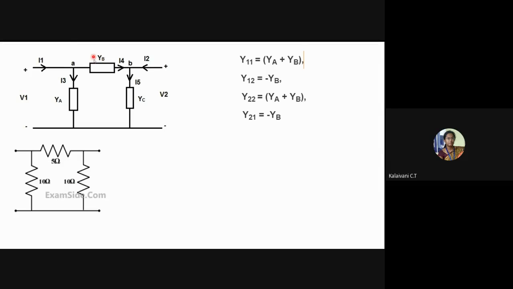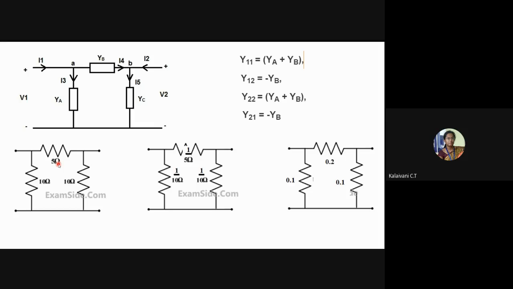You see this diagram, this is about Y. But in our question it is given in terms of impedance. I cannot take this as admittance. They have given it very correctly, this is in ohms, so this is impedance. First we have to convert the impedance to admittance. If we convert the impedance to admittance, this will be 1 by 5, 1 by 10 and 1 by 10. Then only we will get into this network. So 1 by 5 value will be 0.2, 1 by 10 is 0.1 and this is 0.1.